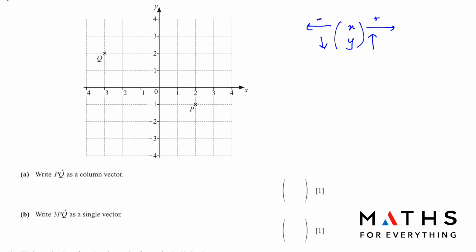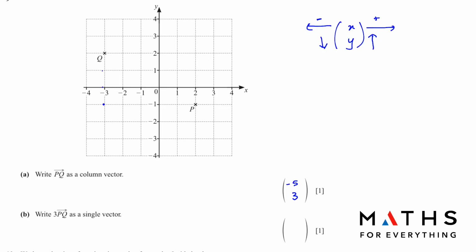We always start horizontal, right or left. So we are going from P to Q. The direction is important. We cannot go from Q to P. We have to go from P to Q. So we are moving to the left. 1, 2, 3, 4, 5. That is negative 5. And then we move up by 1, 2, 3. So this is our PQ as a column vector.